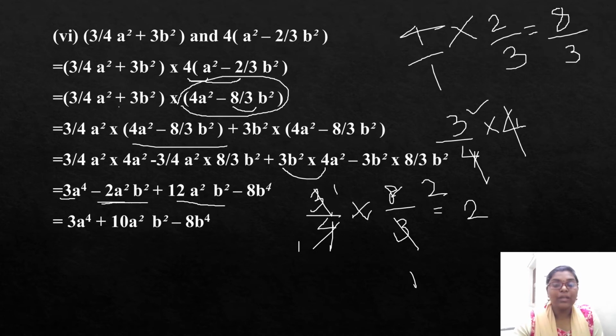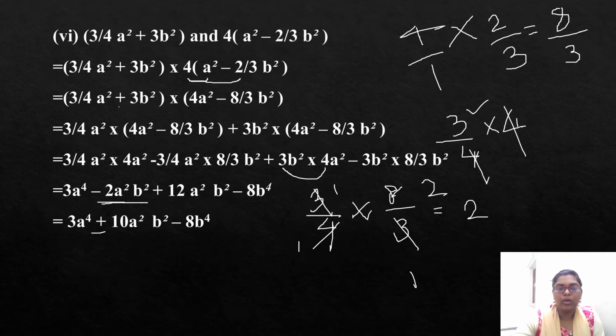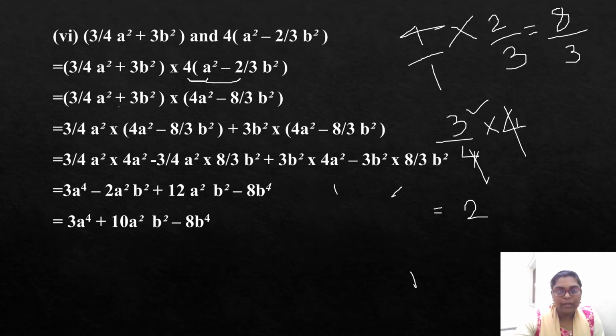And which number is bigger? That sign we have to put. So here which is the bigger number? 12, which is plus sign. So I am putting plus here. 12 minus 2, 10 a square b square minus 8b power 4. Is it clear to everyone? Nothing is there. Only thing, don't confuse that much.